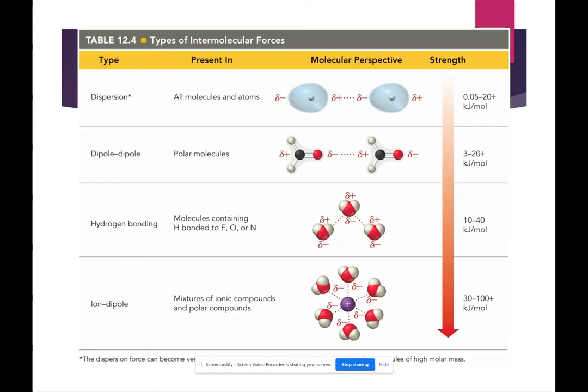All right, so don't worry about that, and we're also not doing ion-dipole, but this gives you a nice little summary of what kind of molecules or particles, I guess I should say, these forces are present in, a little depiction of what the force looks like, and then your strength, it increases as you go down.